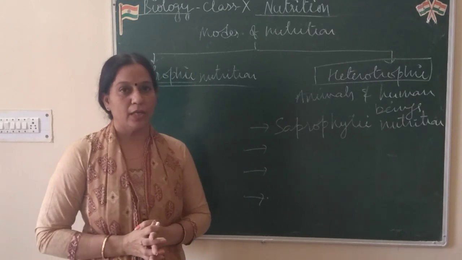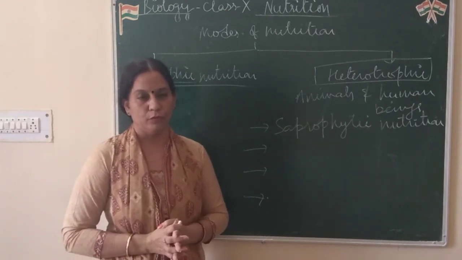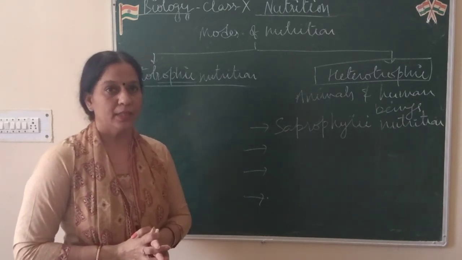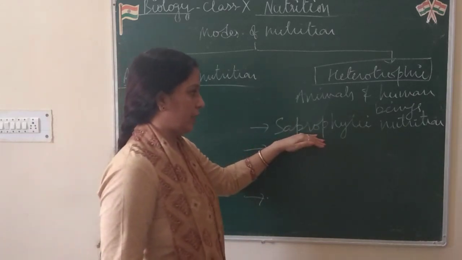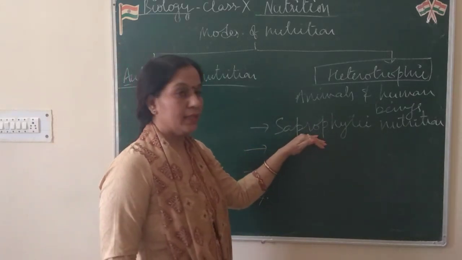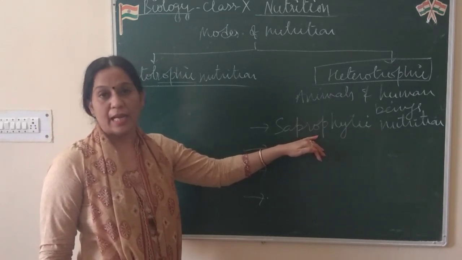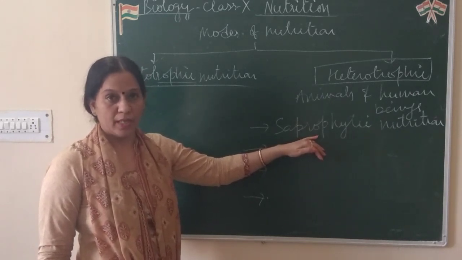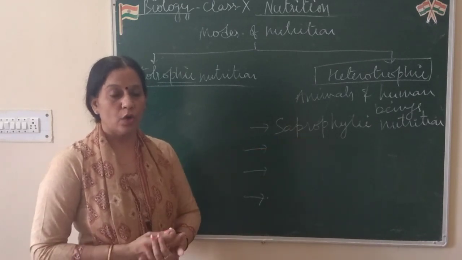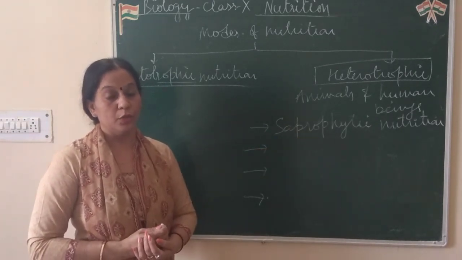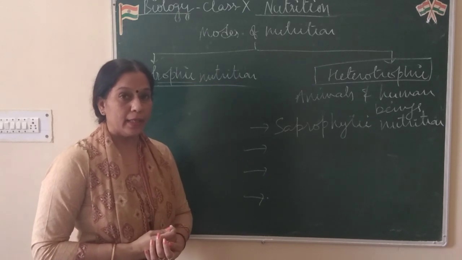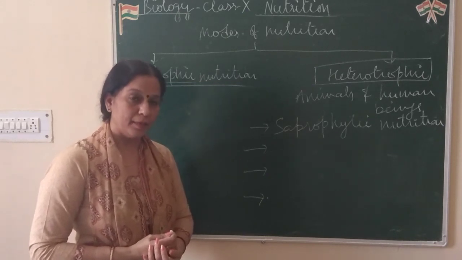Bacteria and fungi grow on them and obtain their food from dead organic matter. Such nutrition is called saprophytic nutrition. Examples are bacteria and fungi. Without saprophytes, life is not possible, because they help in the breakdown of all complex food nutrients present in the dead matter, and they recycle them in nature.